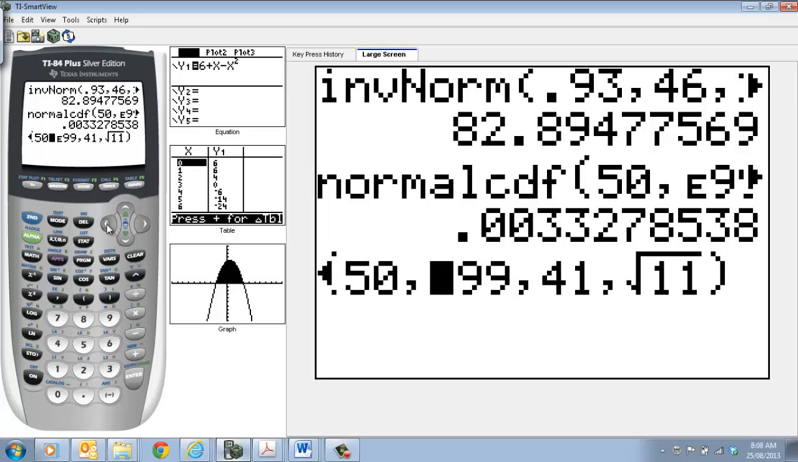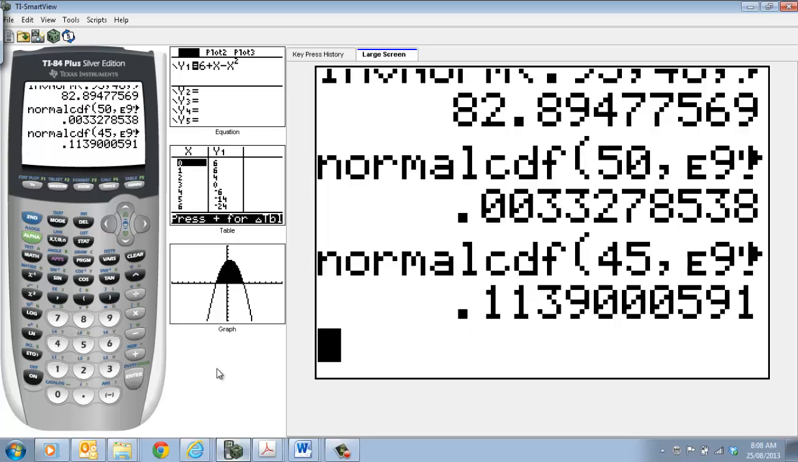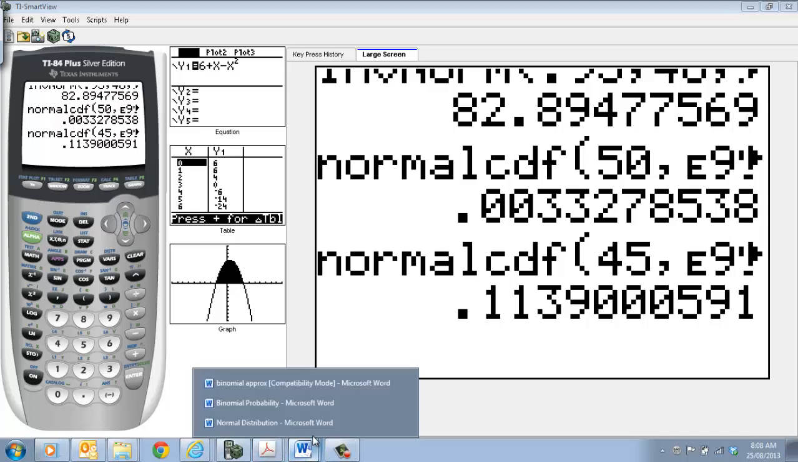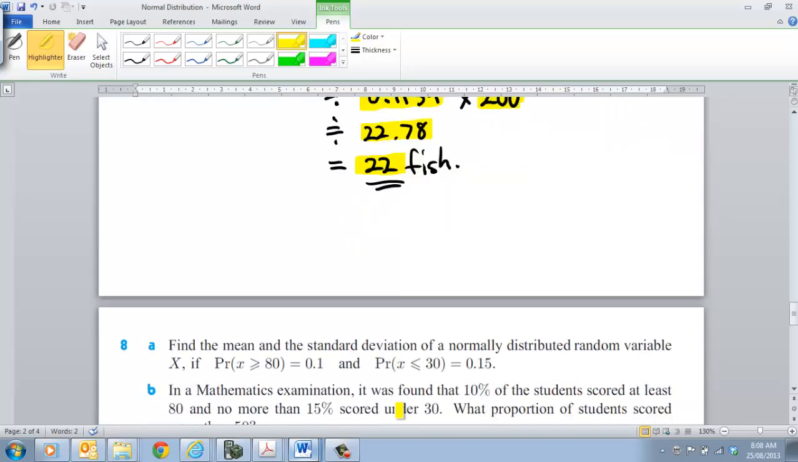Go and change that to be 45. Enter. It gives you that value that we've got written down here, and then that value has to be times by 200. If we times that by 200, that will tell us the number of cod that we would expect. You can't have obviously a part of a fish. You've got to have a whole fish. So you have to round that down to 22 fish. So that's a slight variance on what we've been doing with the other one.